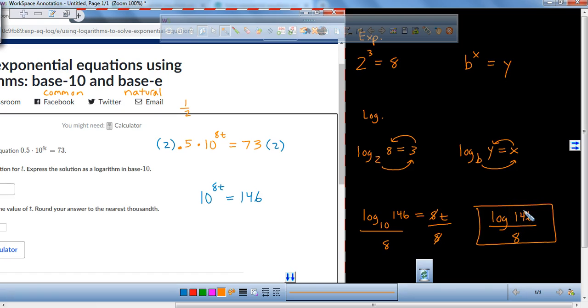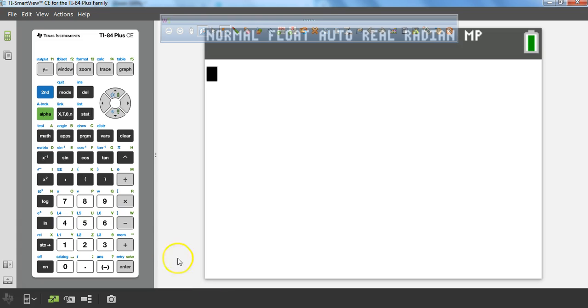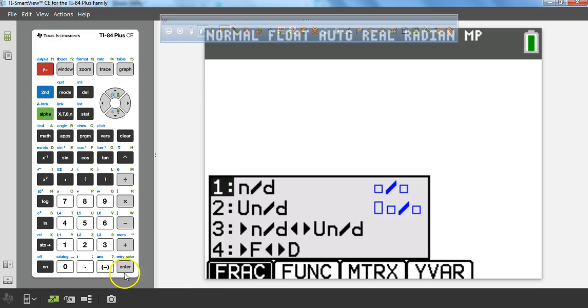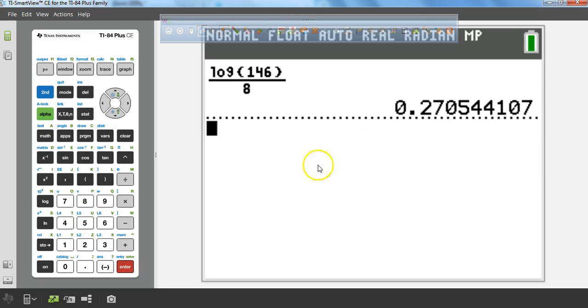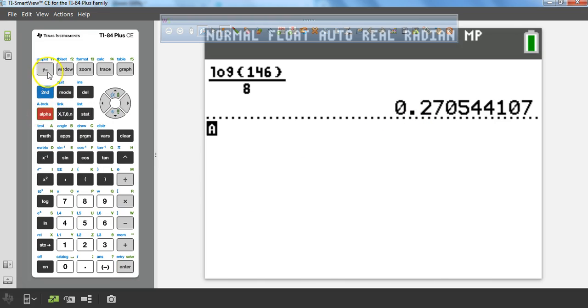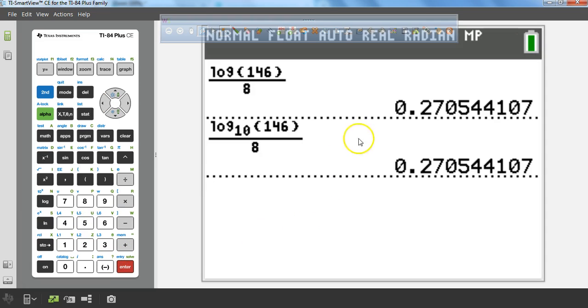Let me type something into the graphing calculator so you know that these mean the same thing, so you believe me. I'm going to go alpha y equals, enter. I'm going to type in log 146 over 8 and press enter. There's the decimal. But I'm also going to do alpha y equals, enter, and then hit alpha window number 5. Put a 10 there, base 10. Put an 8 here, and I've got to go up here. Here we go. Type in 146. And you see that these are the same thing.